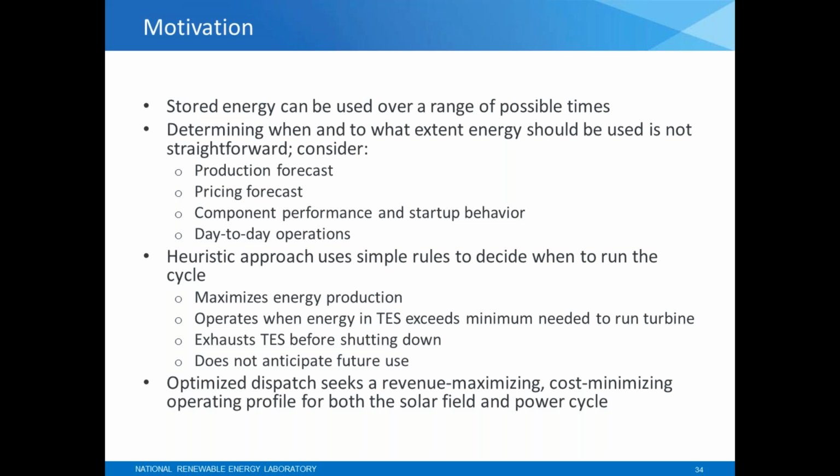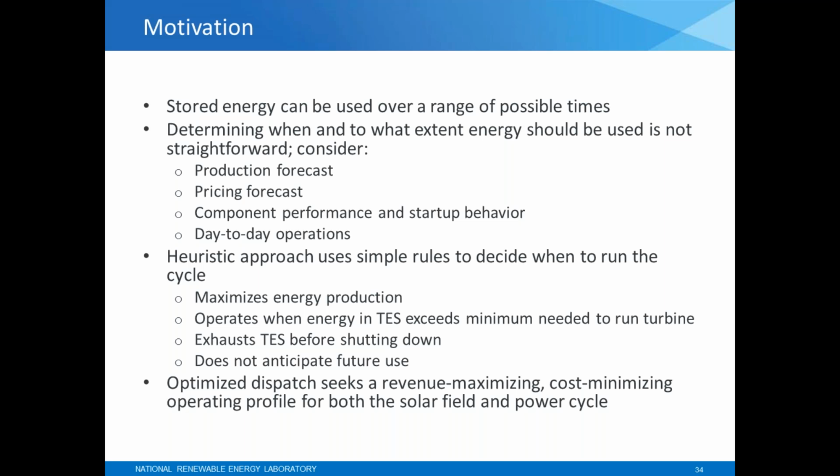And you have day-to-day operations that you need to consider. Maybe I want to hold over some energy to start up in the morning or something. So all of those complicate the rule set that you would have to devise to really get the most out of the system. The heuristic approach uses simple rules to decide when to run the cycle, and it's really just trying to maximize annual energy production. It operates when there's energy available, but it doesn't anticipate future use or needs that are coming later.